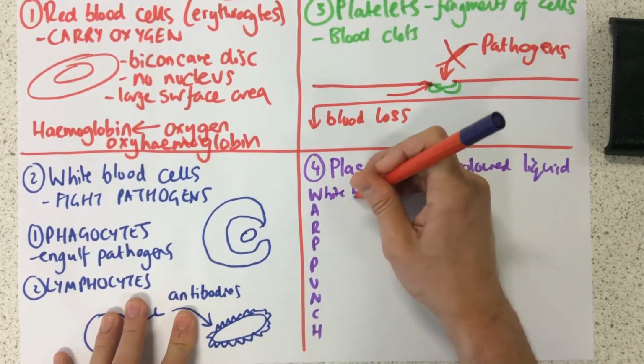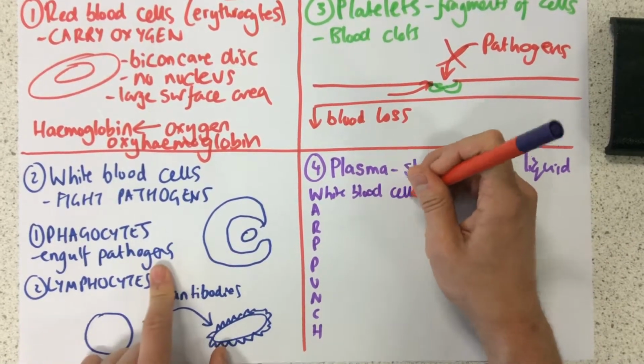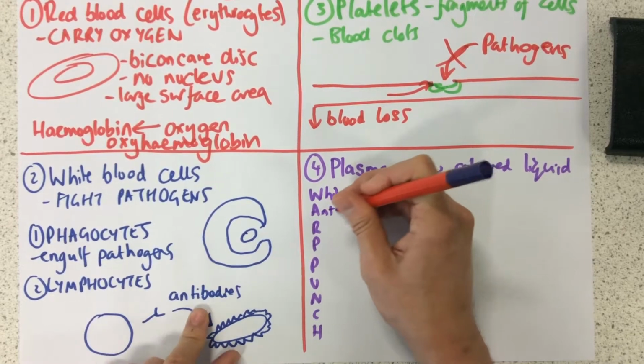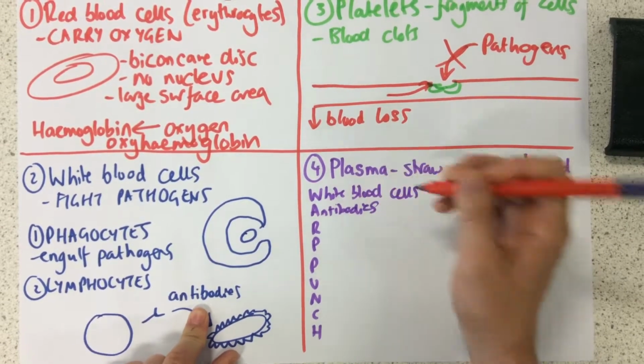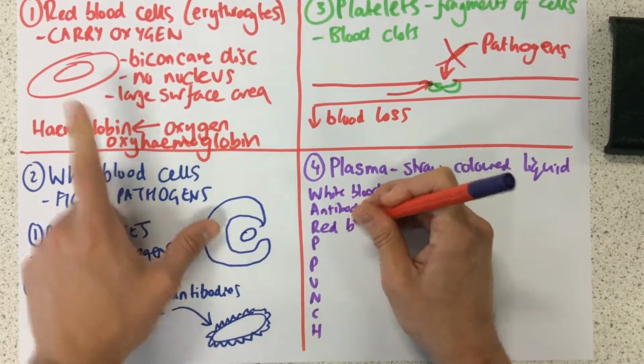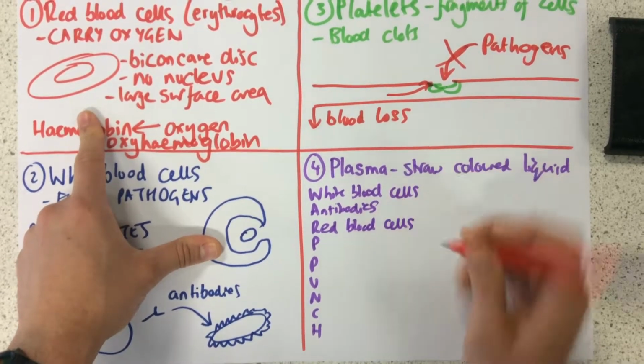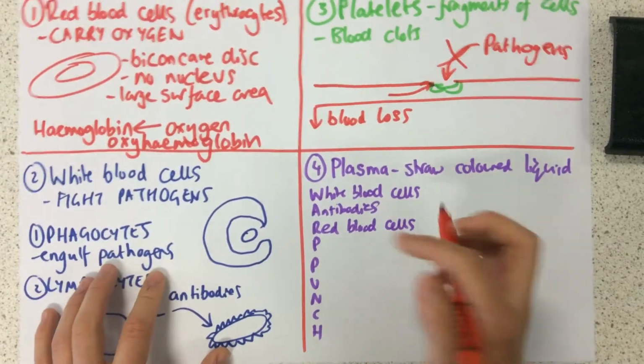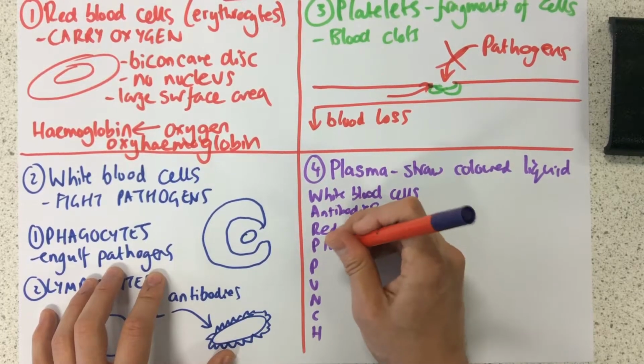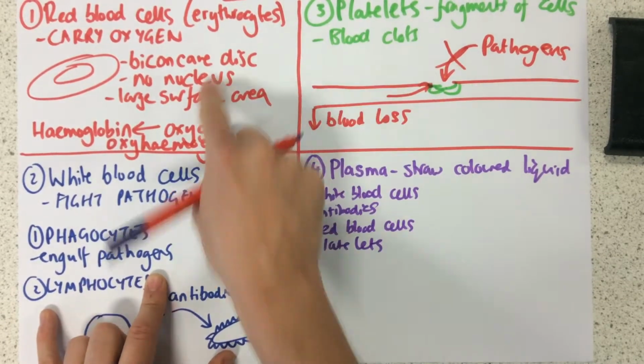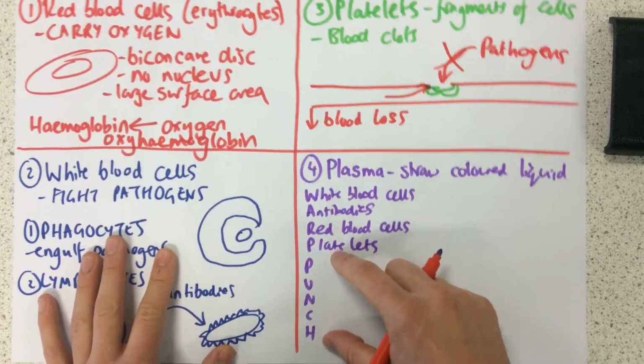So we've got white blood cells, remember, which fight against pathogens. We have antibodies released by white blood cells. We have red blood cells that are carrying the oxygen along for us. We also have our platelets. So those are the things we've learned about so far. However, there's more stuff in the blood as well.